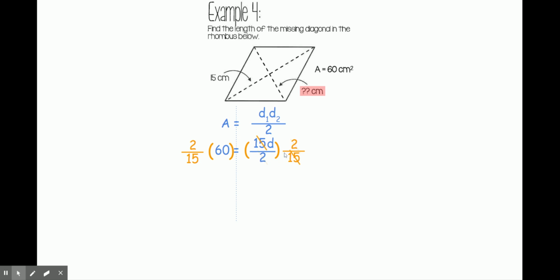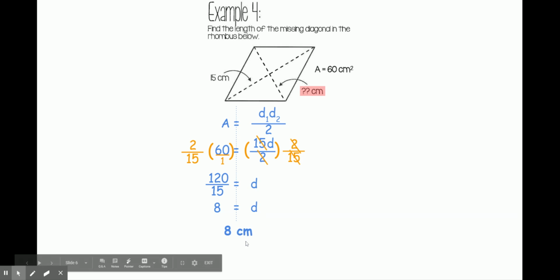The 15 and the 2s cancel each other out. To multiply this out, I'm going to put a 1 underneath it. That way the multiplying looks a little bit cleaner. We bring down the D, because that's what's left over here. 2 times 60 is 120. 15 times 1 is 15. If we simplify that, 120 divided by 15 is 8. So our second diagonal is 8 centimeters, and that's our final answer. So that's how you find a missing length given the area of any polygon.